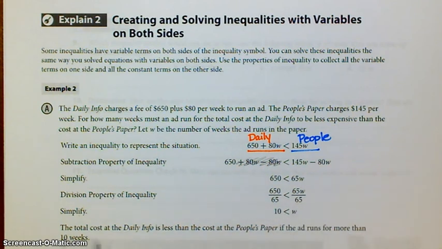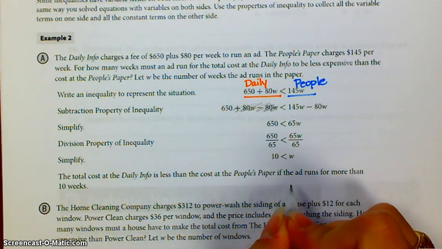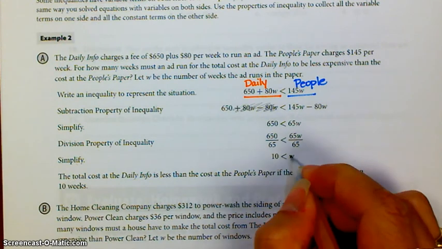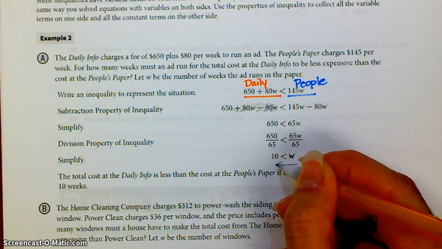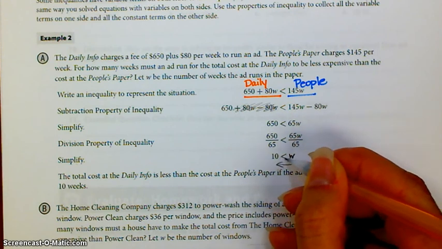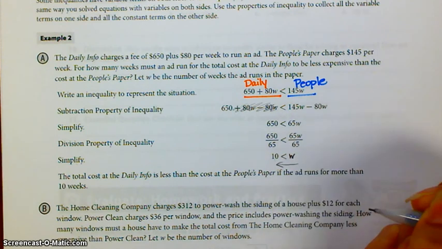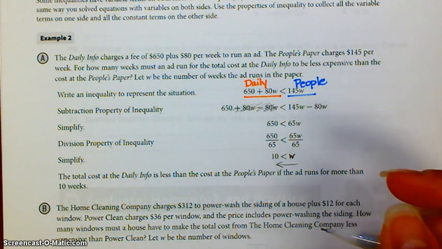Okay? So the total cost at the Daily Info is less than the cost at the People's Paper if the ad runs for more than 10 weeks. So if the number of weeks, read it this way, if the number of weeks is more than 10, then the People's Paper is going to be more expensive and the Daily Info is going to be less expensive.